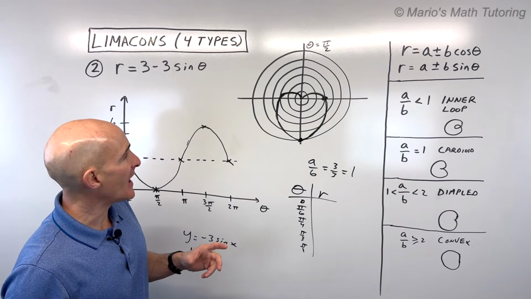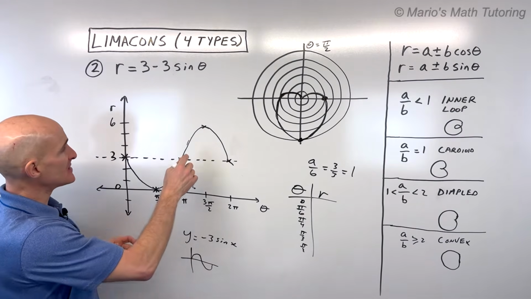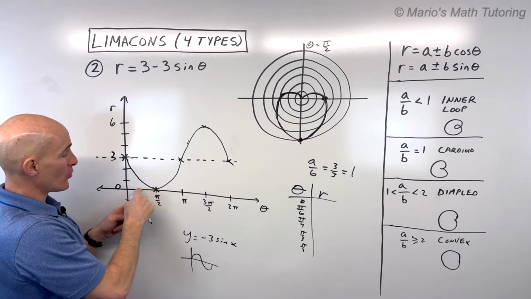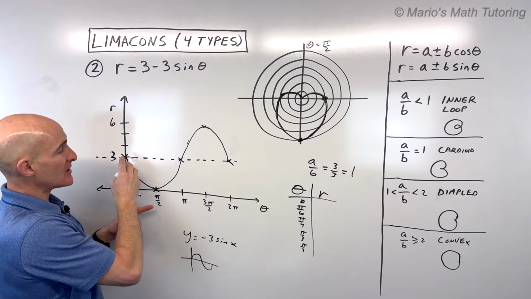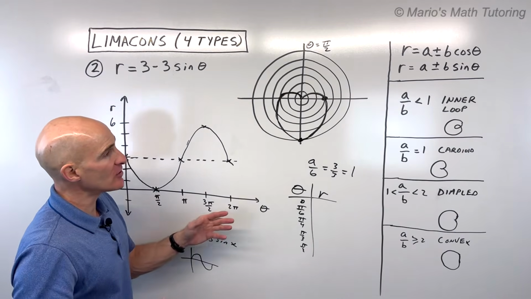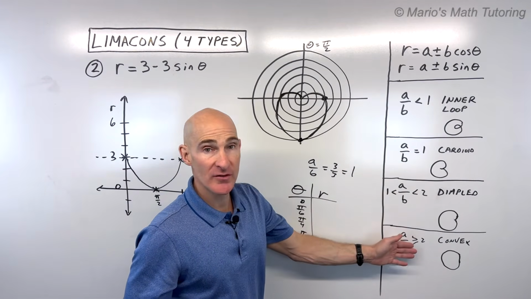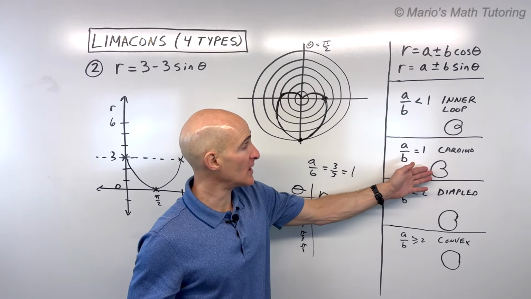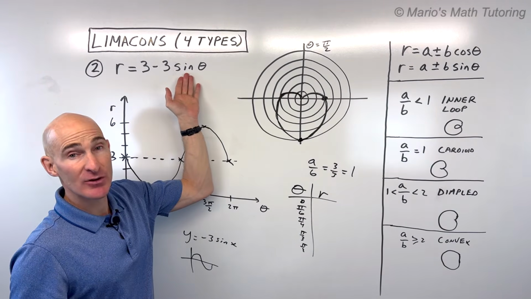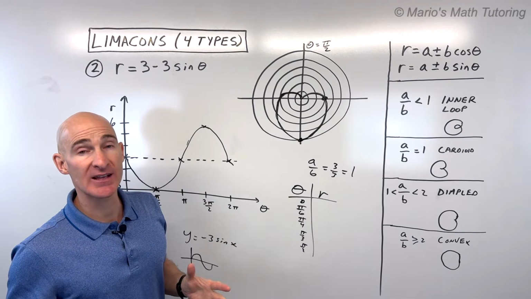But what this is hitting on is some of the key points. You can see the maximum, the minimum, or the 0 where it's going back to the pole, and it's seen in a nice visual way this way. So I like this technique. I also like knowing the ratios of a over b, so I know going into it what type of shape I should expect. And you can use the symmetry like we talked about if it's in terms of sines or cosines.